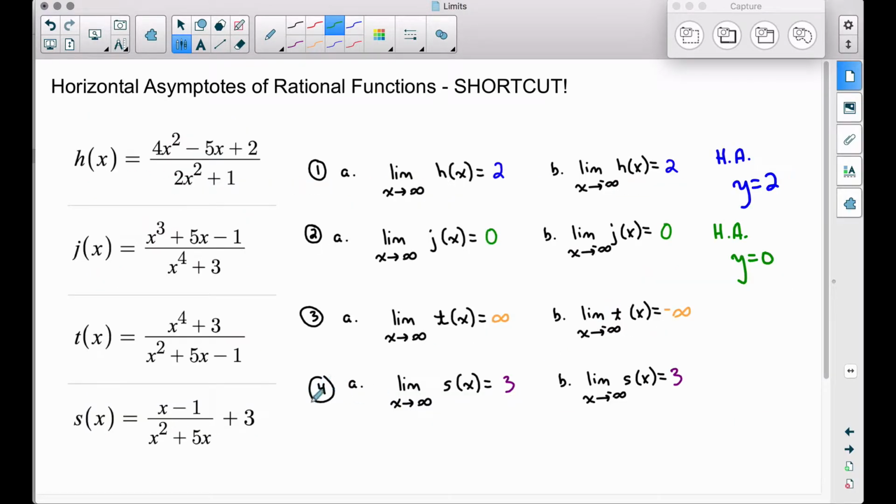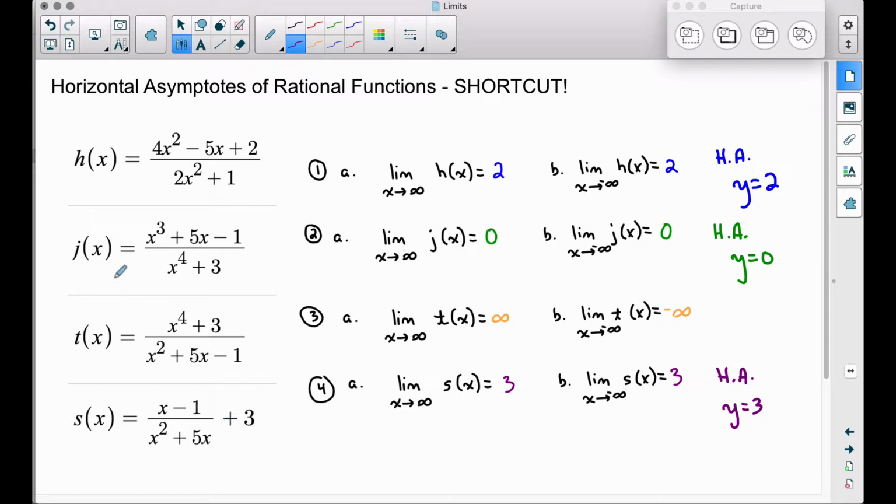Let's get down to number 4. Notice the degree of the top is 1, the degree of the bottom is 2. So that same rule is getting applied because the degree of the top is smaller than the degree of the bottom. But notice our limits over here were 3. Well, that's because we were adding this constant on. Let's explore these two options. So our horizontal asymptote here is going to be y equals 3.